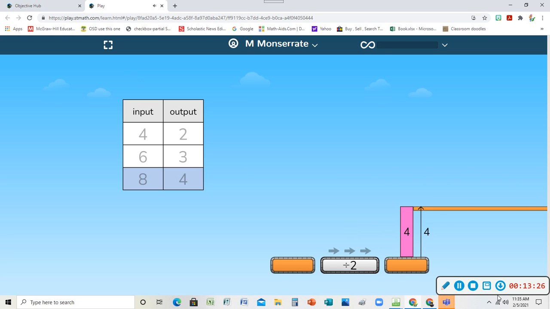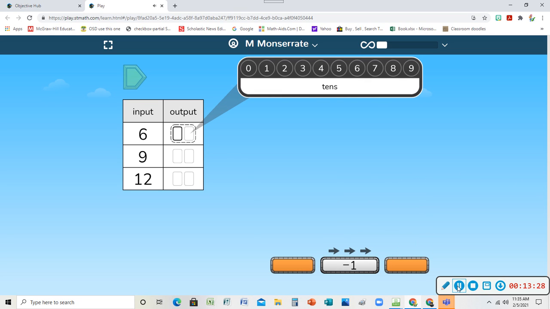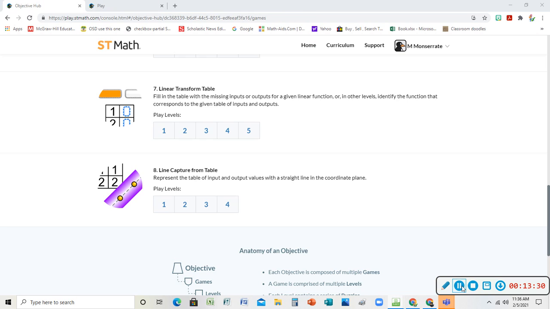So I'll just do 1 there. I'm going to pause it. Oops, sorry, and you already did that one, remember. This is where you were. You were at linear transform table level 5. So sorry about that last one, but we already did those. We did a bunch of those in the beginning. So now this one will be your next one.